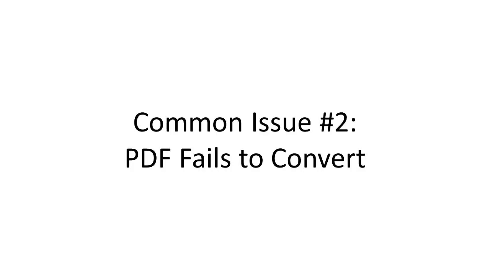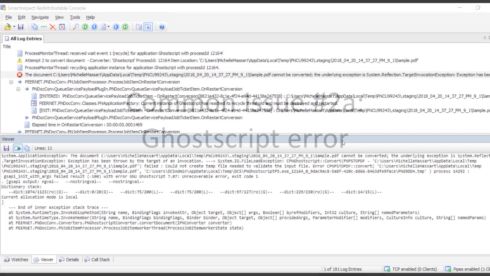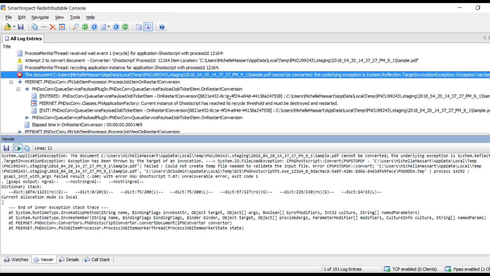Common issue number 2. PDF file fails to convert. If it is a PDF file that has failed to convert, there can be a number of reasons for the PDF file to fail. Here are a few examples that are easy to diagnose in the log file. Ghostscript error. If DCS uses Ghostscript 7.07 instead of Adobe Reader to handle PDF files, because Adobe Reader is not installed on your computer, you will see this error in the log file.